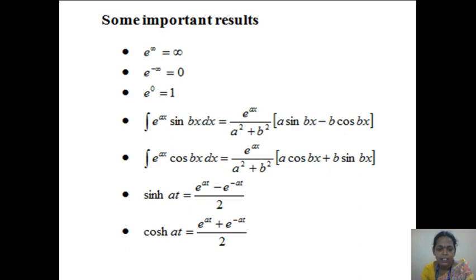Next, the basic result is sinh at, which is equal to e power at minus e power minus at divided by 2. The next result is cosh at. So cosh at equal to e power at plus e power minus at divided by 2.